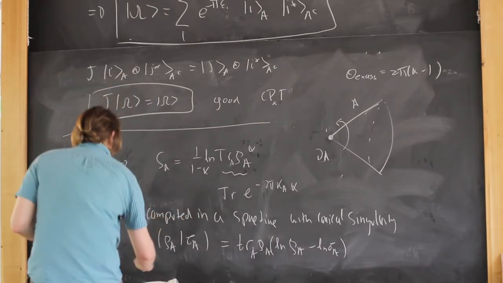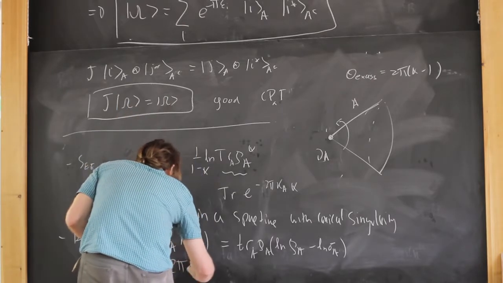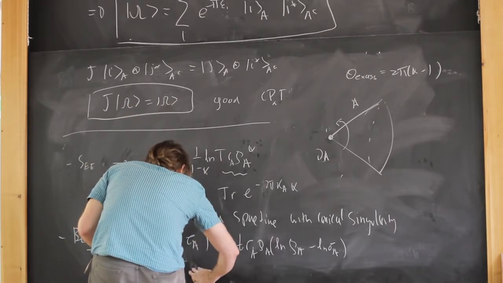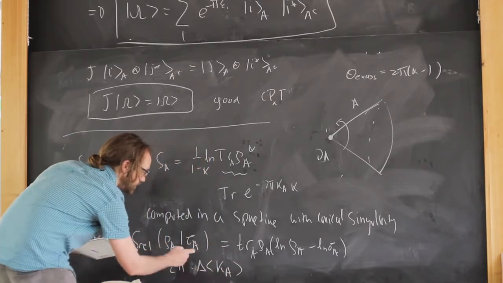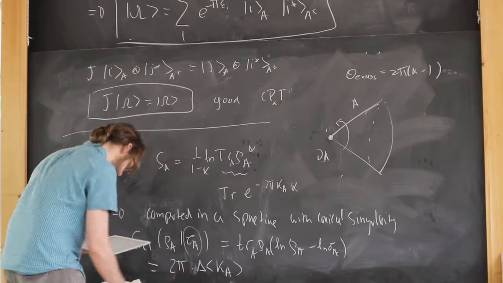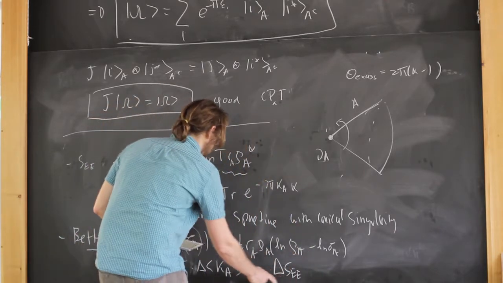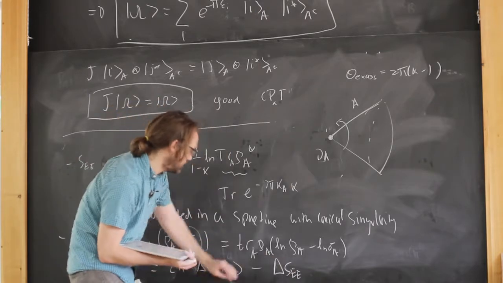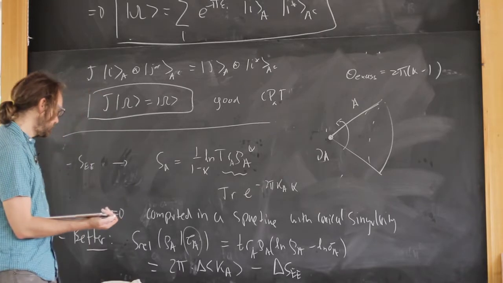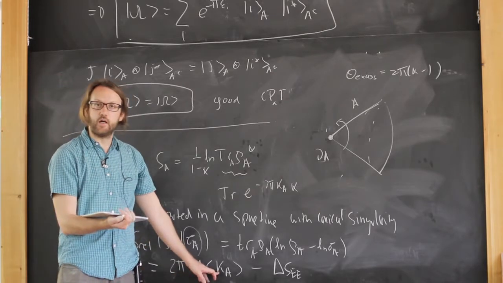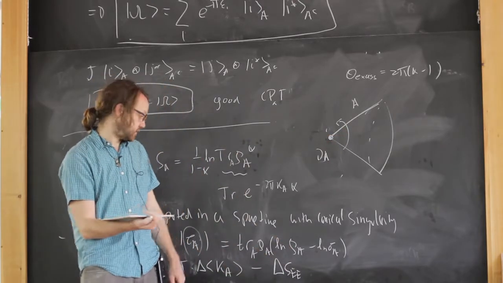But important for us is that we can rewrite it as 2 pi times the change in the expectation value of the modular Hamiltonian associated to this state, which we'll take to be vacuum, minus the change in the entanglement entropy. So this is just the entanglement entropy of rho minus the entanglement entropy of sigma, and then this is the change in the modular energy. And so, we have this operator. We could try to calculate this using this method, and we could calculate the difference.